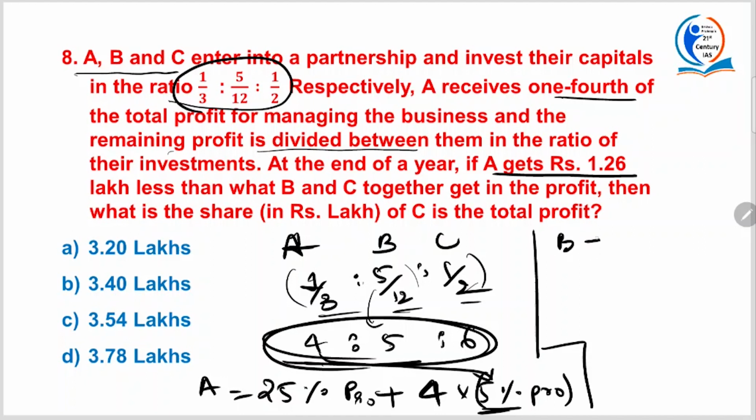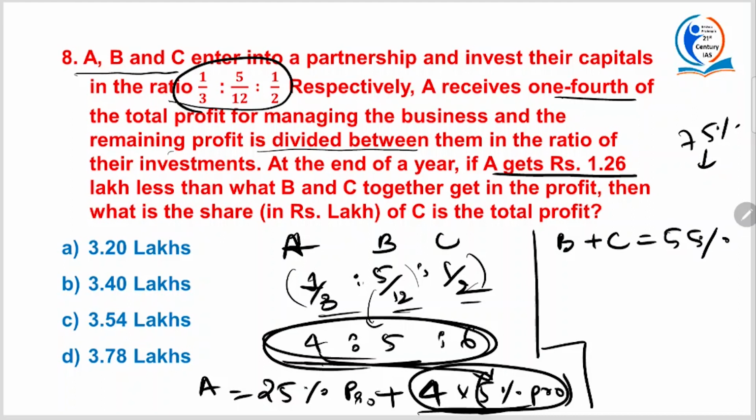Now, what is B plus C equal to? It is the remaining profit. See, here 20% is gone. Now, remaining is how much? Out of 75%, 20% is gone for A. Now, remaining is 55%. Right?